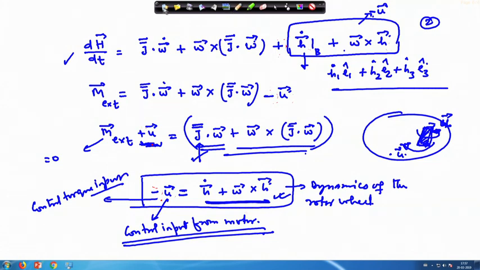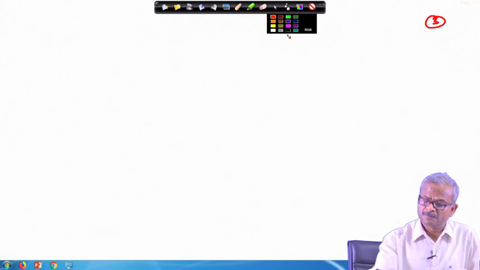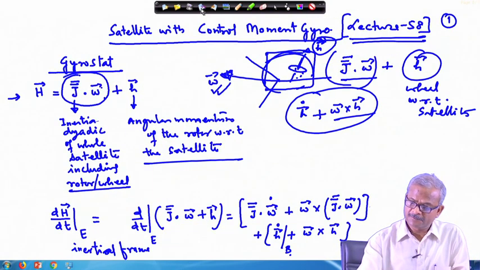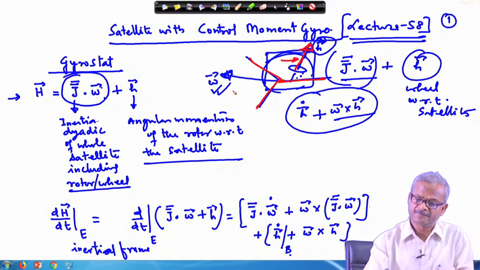Now, we are going into and looking for the control moment gyros. So, how are they differing? Okay. In the case of the gyrostat, this direction was fixed with respect to the body axis. Okay. This direction we have kept fixed, because it is fixed inside the body axis. So, with respect to this axis, this one will remain fixed.